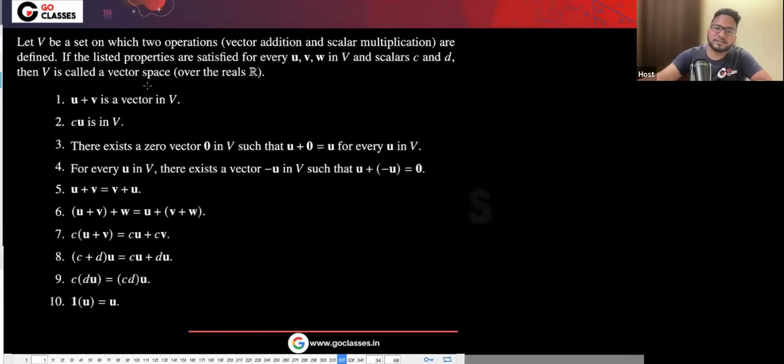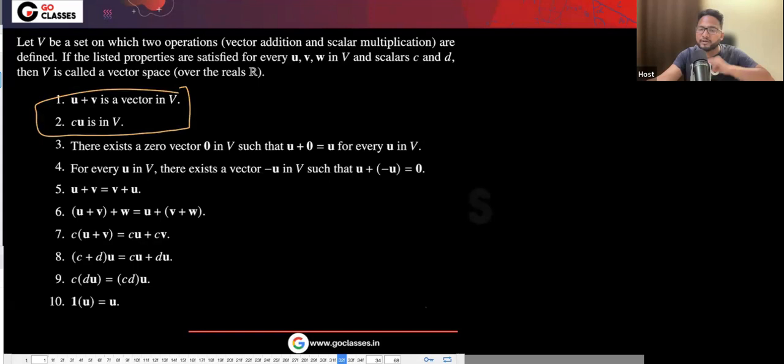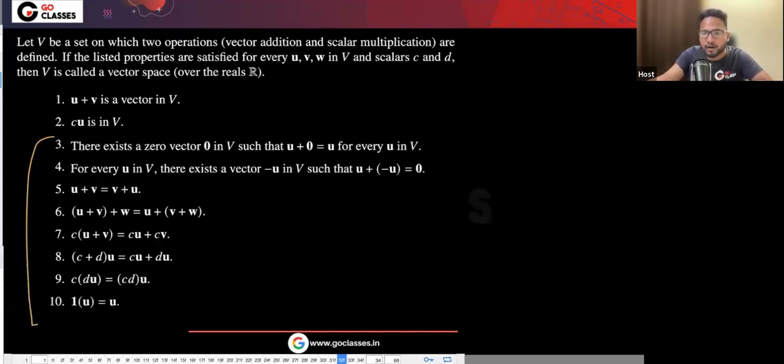Okay, so let's just see those 8 conditions. Basically, these are the two mandatory conditions which are in the definition. You can have a total of 10 conditions, and then the remaining are the 8 conditions. So I've just listed down the 10 conditions here, right? These two are the ones which we initially started with, for example, u, v, w are in the set V.